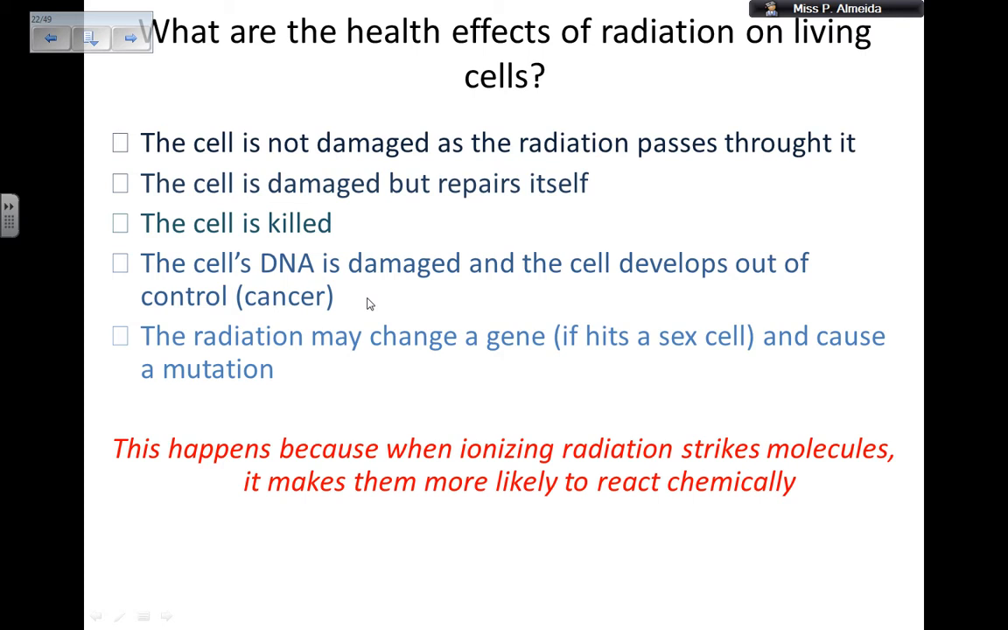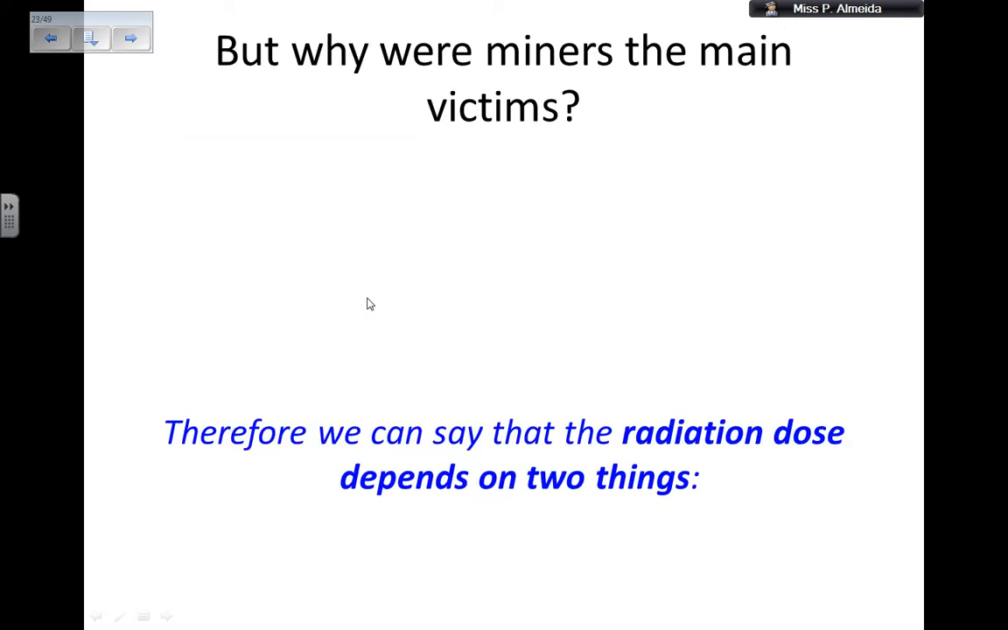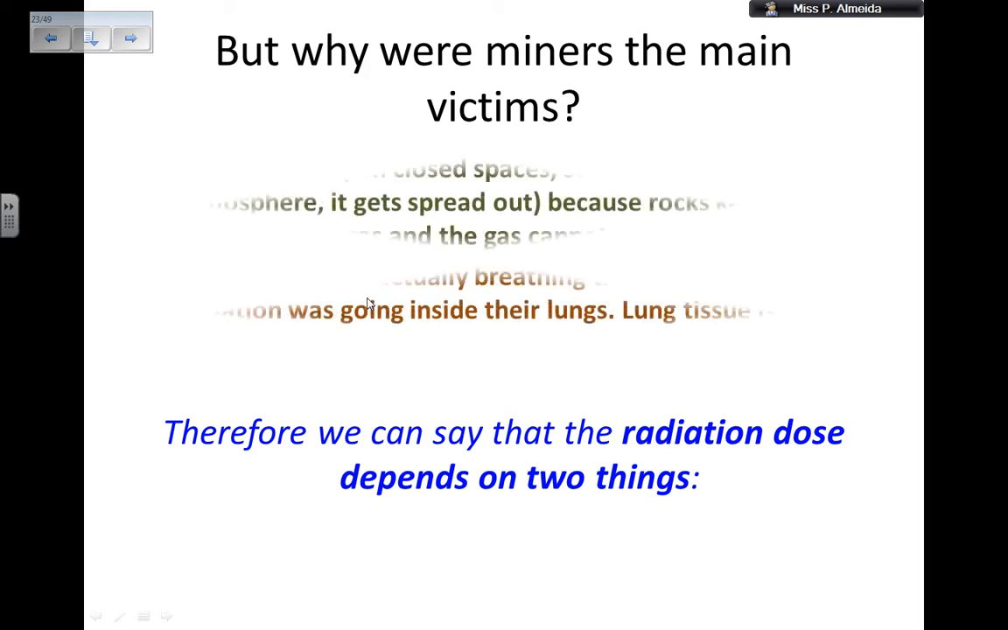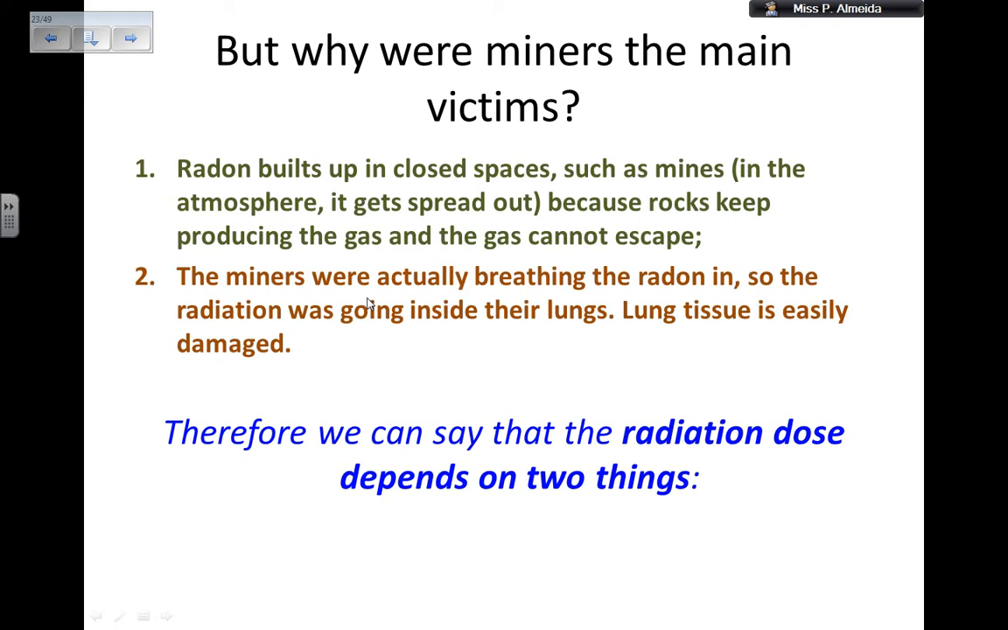Or radiation can cause a mutation, okay? So this is all you need to know in terms of radiation, what it does, right? But why were the miners the main victims? I kind of told you that already. So you are getting the miners to breathe in the radon. So the radiation was going inside their lungs, and the lung tissue is easily damaged, okay?